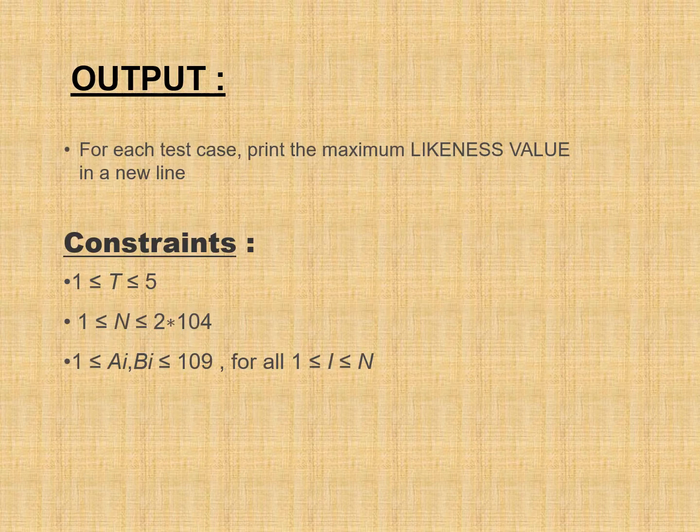The output for each test case must be the maximum likeliness value printed in each line. The constraints: the number of test cases should be in the range of 1 to 5, n should be in the range of 1 to 2 times 10^4, and the heights of the boys and girls should be in the range of 1 to 10^9, for all 1 less than or equal to i less than or equal to n.